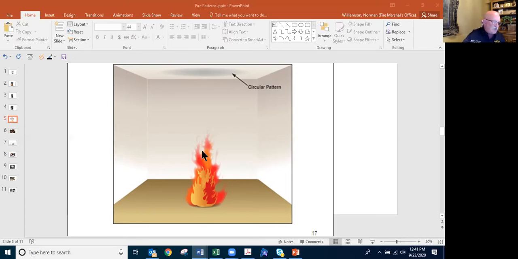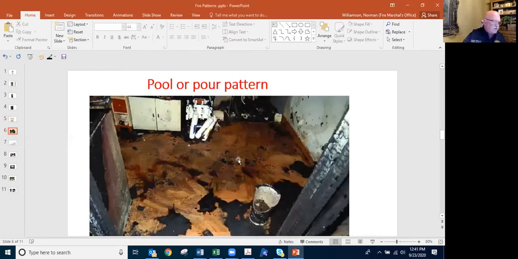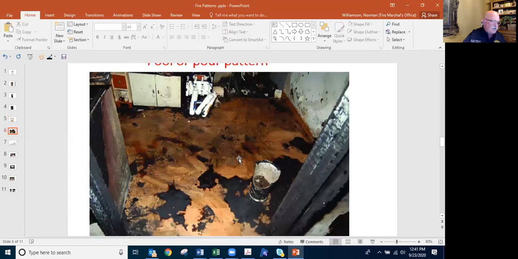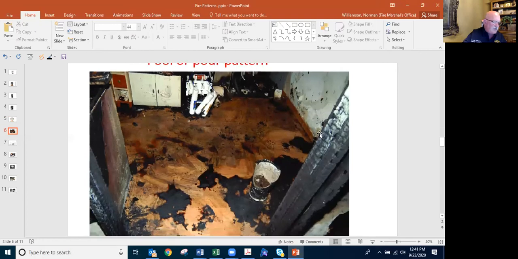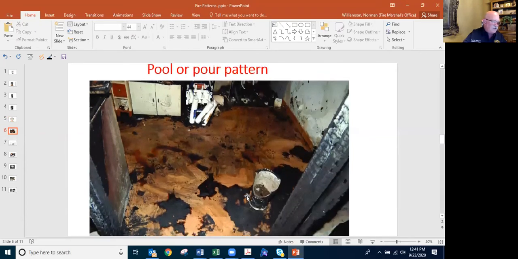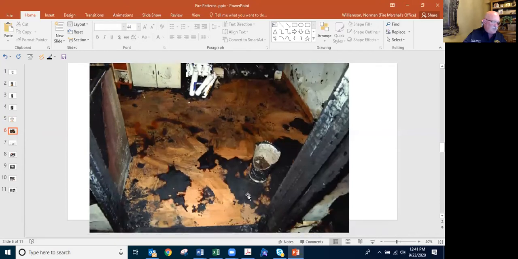There are other things I want to show you here. I want to show you a few more. When you look at this right here, this is a pour pattern. When you look at different things like this, you have to decide, is it pooled or is it actually a pour pattern? See how we have these burned areas right in this area here? You have to ask yourself, did something fall down and cause those patterns? Or what else might have happened?